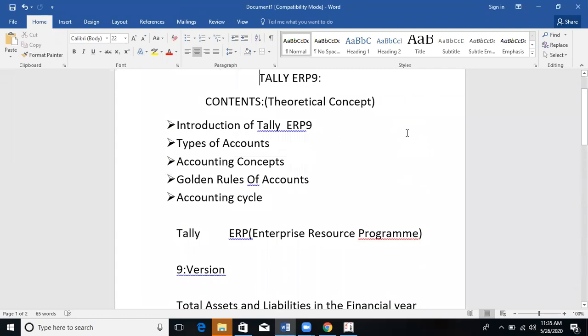I'm going to explain about Tally ERP 9. The theoretical concepts: under that, first, the introduction of Tally ERP 9. Next, types of accounts. Third, accounting concepts. Fourth, golden rules of accounts. Last one is the accounting cycle. Among all this, today we will completely discuss the introduction of Tally ERP 9.